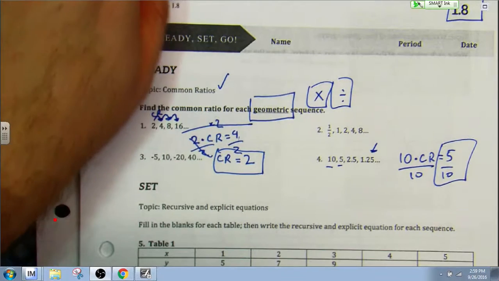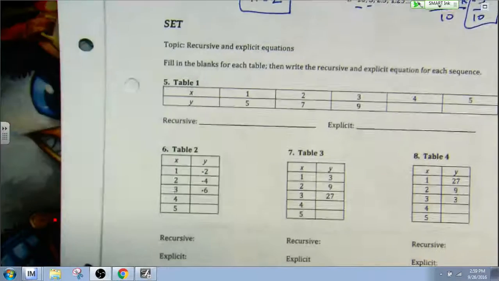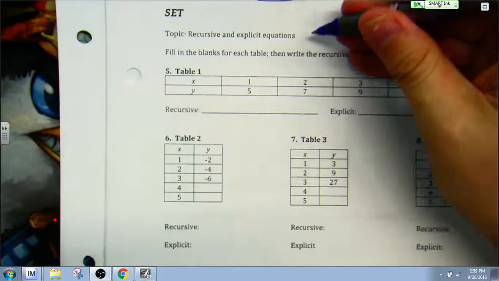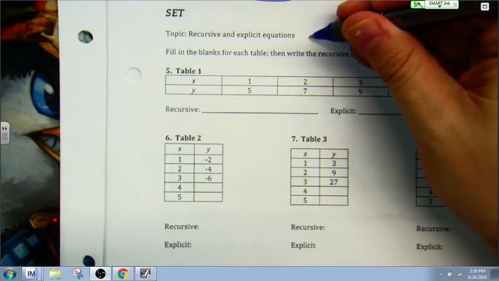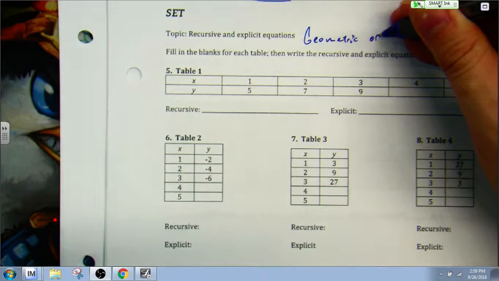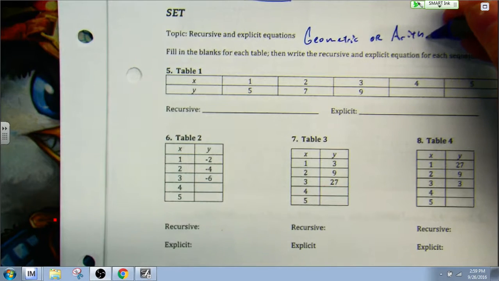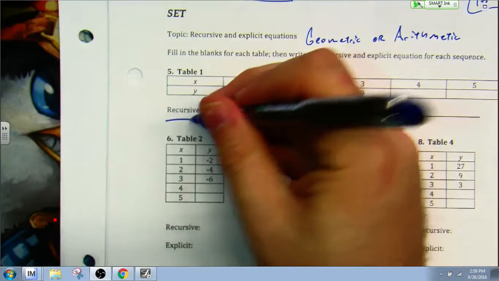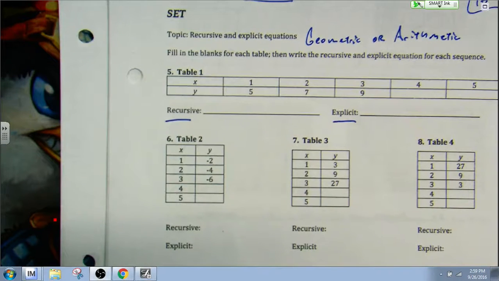Next, we're going to be doing pretty much the same thing, except it's asking us to push ourselves and think about recursive and explicit. Now, for this section, it could be either geometric or it could be arithmetic. So we need to know both. We need to know both the recursive and explicit forms of those.